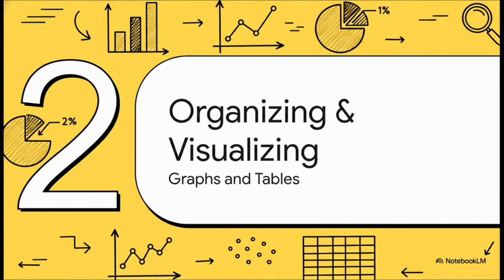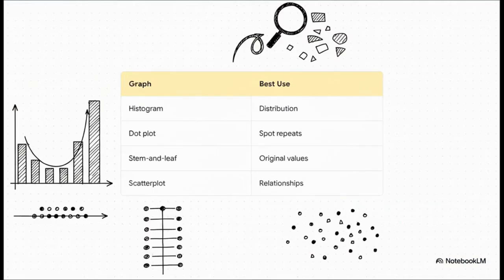Moving right along to section 2, organizing and visualizing data. Now that we're totally refreshed on what kind of data we actually have, let's look at how to properly organize it. Okay, you are absolutely going to be asked to interpret or choose the right graph on your test. You need to know the best use scenarios for these 4 graphs because picking the right visual tool is just crucial for seeing the patterns hiding in your raw data.